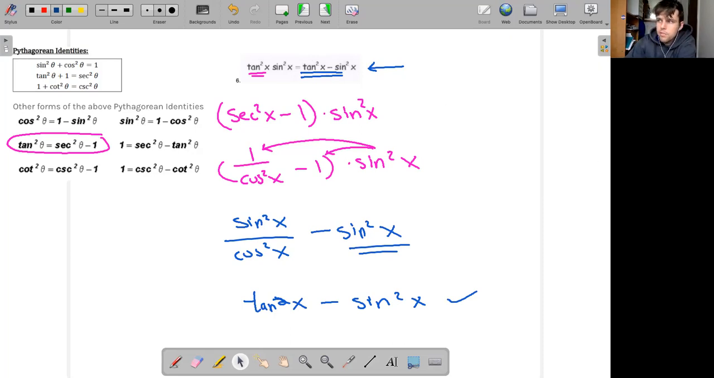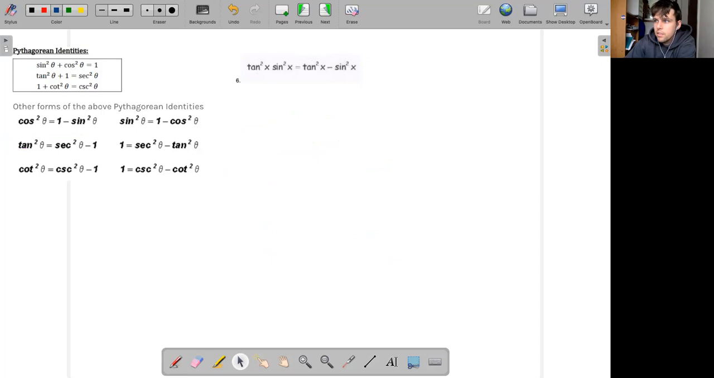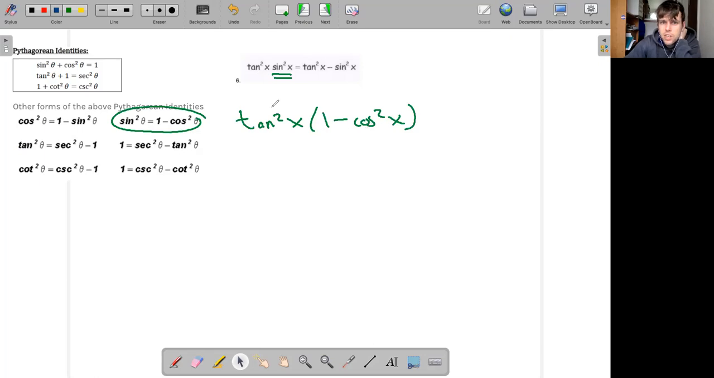And so I can briefly show one other method for this and go a little bit faster. Let's talk about making that substitution right here for sine squared instead, and see what happens with it. So that becomes tangent squared x times 1 minus cosine squared x. Again, this is replacing the tangent. Distribute this in, and we get tangent squared x minus tangent squared x times cosine squared x.